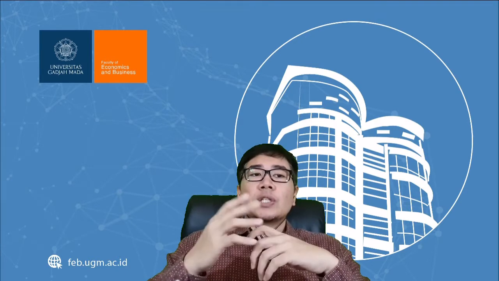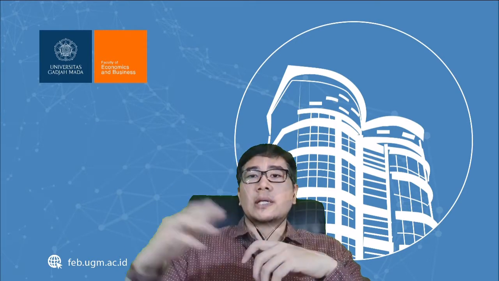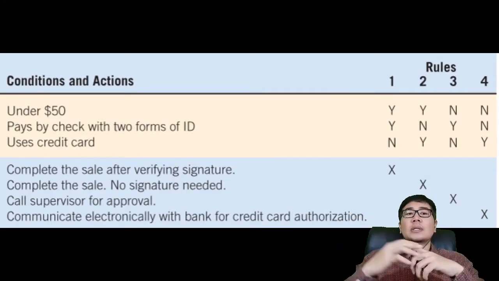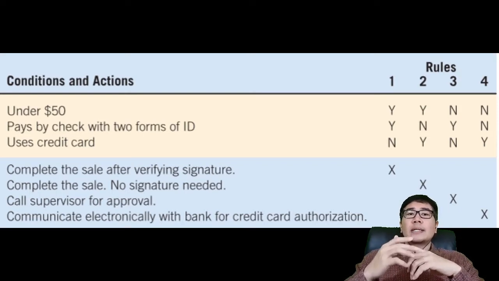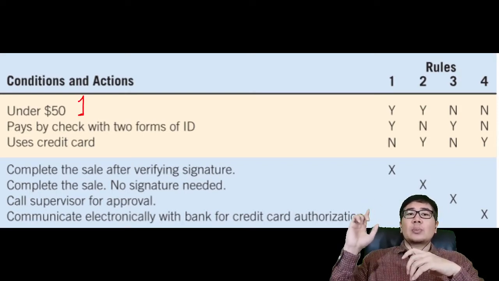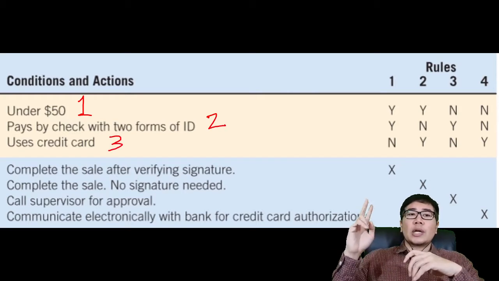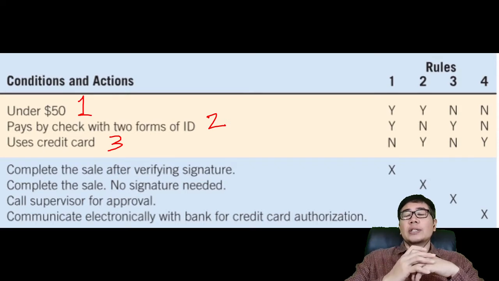The second form is the decision table that shows conditions and alternative conditions and actions for each condition or combination of conditions in a table containing columns and rows. An example of a decision table can be seen here. This figure illustrates the process specification at checkout. First, when the payment is below $50. Second, payment by check. And third, payment by credit card.